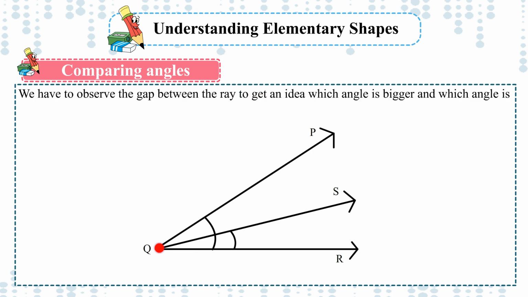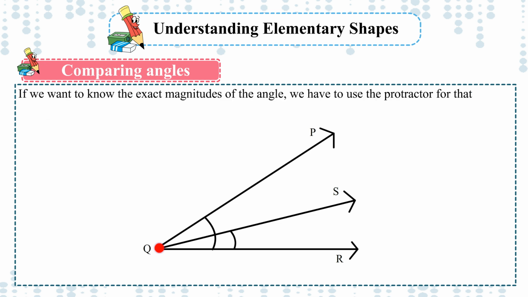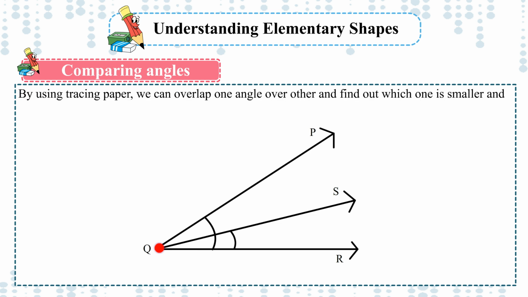We have to observe the gap between the rays to get an idea which angle is bigger and which angle is smaller. If we want to know the exact magnitudes of the angle, we have to use the protractor for that purpose. By using tracing paper, we can overlap one angle over the other and find out which one is smaller and which one is larger.